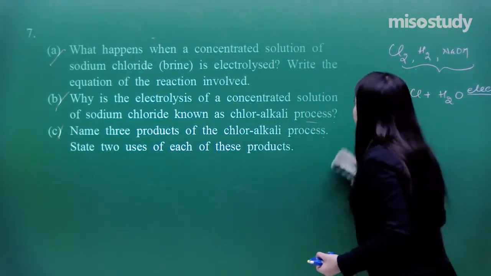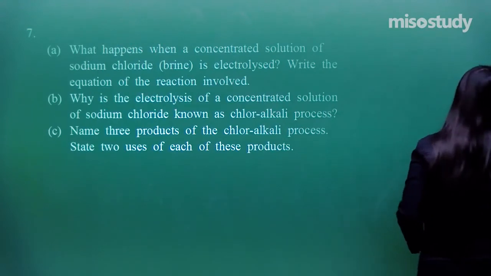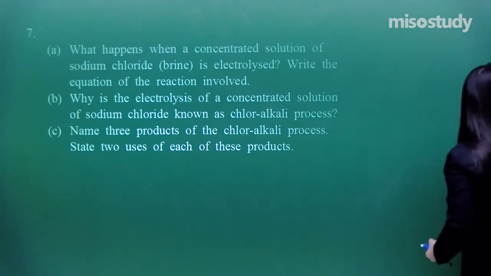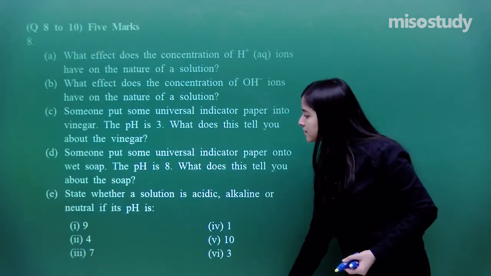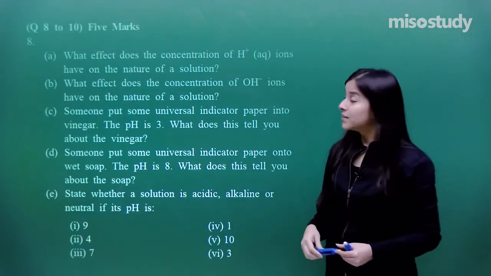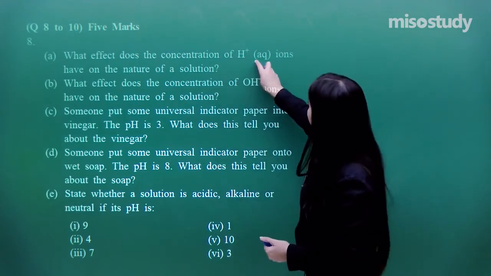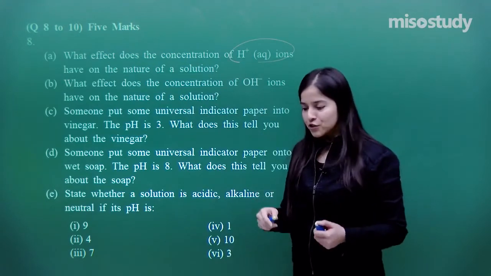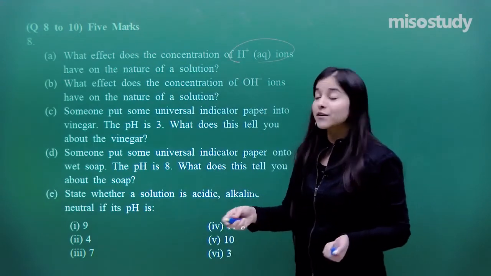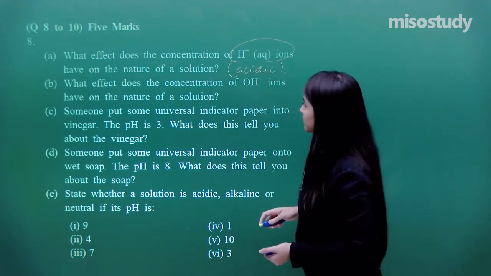So this was question number 7 that I had. Let's rub this off. Let's move on to question number 8, and this is going to be an interesting one, a 5-mark question. What effect does the concentration of H positive ions have on the nature of the solution? The more the H positive ions, the more acidic the solution. Somewhat related to pH.